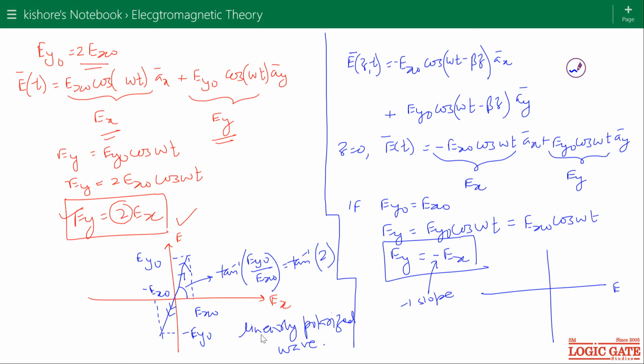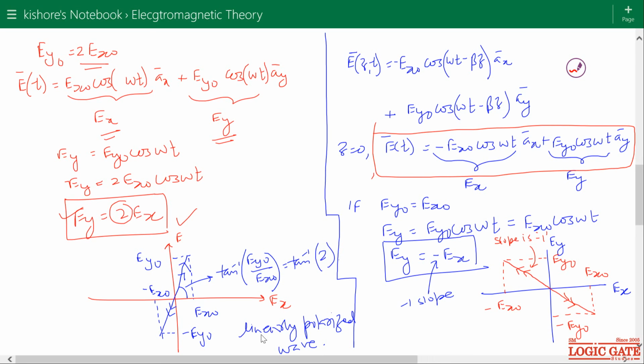Again, if I draw Ey versus Ex, then this will be a straight line passing through origin with negative slope. So the line will go like this. This point is minus Ex0, this is Ey0, and here Ex is positive and Ey is negative, and the slope of this line is minus 1. So the resultant amplitude will follow this straight line with negative slope. So again, this wave is a linearly polarized wave.